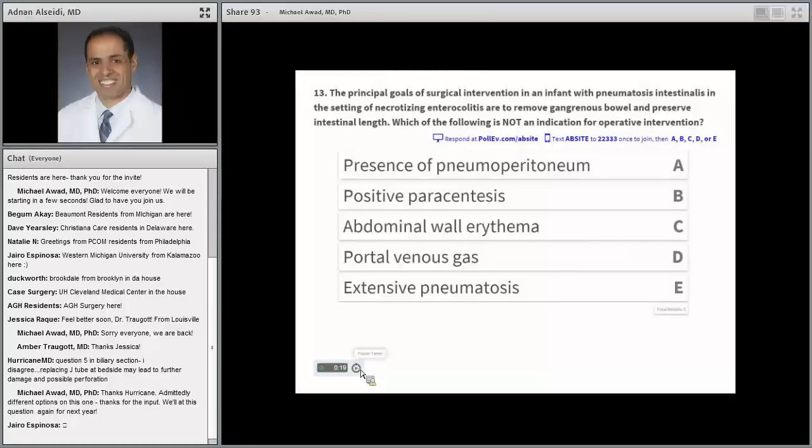Question 13: The principal goals of surgical intervention in an infant with pneumatosis intestinalis in the setting of necrotizing enterocolitis are to remove gangrenous bowel and preserve intestinal length. Which of the following is not an indication for operative intervention? A, presence of pneumoperitoneum. B, positive paracentesis. C, abdominal erythema. D, portovenous gas. And E, extensive pneumatosis.